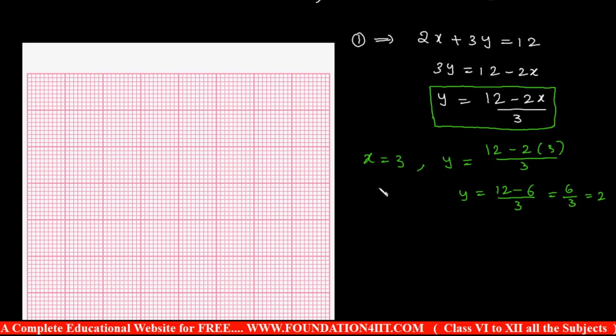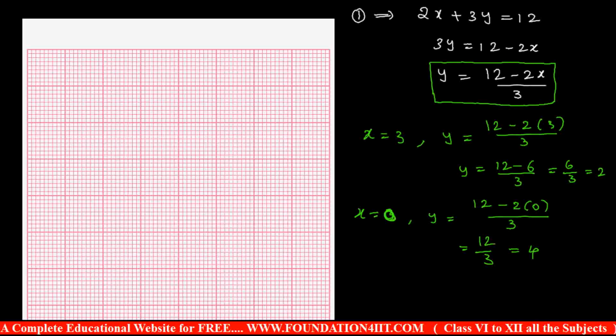We need 2 points. When x is equal to 0, 2 into 0 is 0, then you can find the y value. Substituting: 12 minus 2 into 0, divided by 3. 2 into 0 is 0, 12 minus 0 is 12, divided by 3. That is 4. So when I took x is equal to 0, then y I got 4. So for the first equation, we have 2 points: one is 3 comma 2 and the other is 0 comma 4.